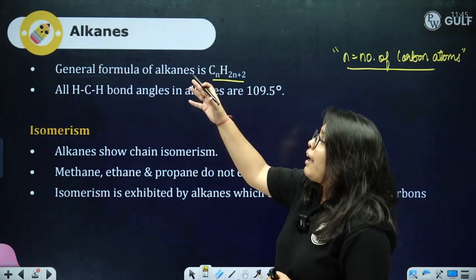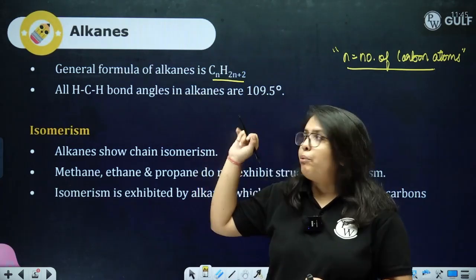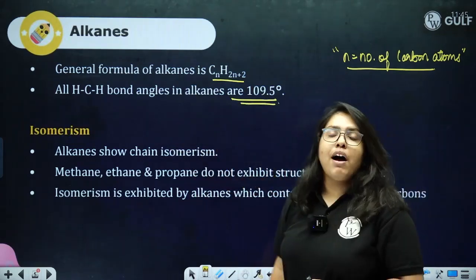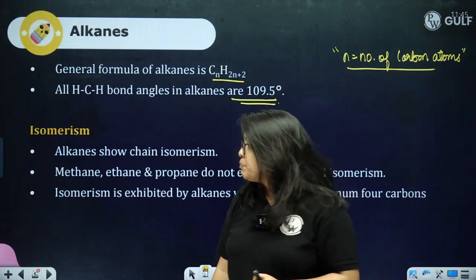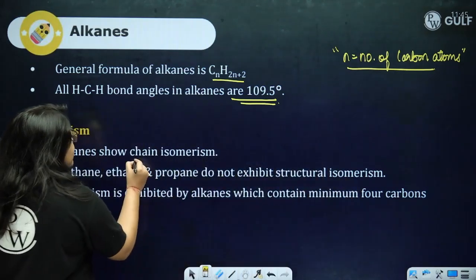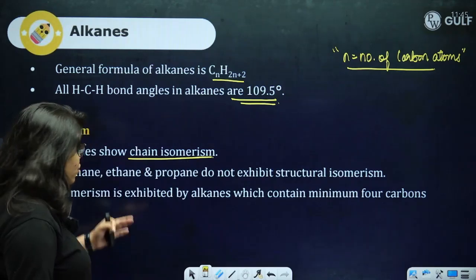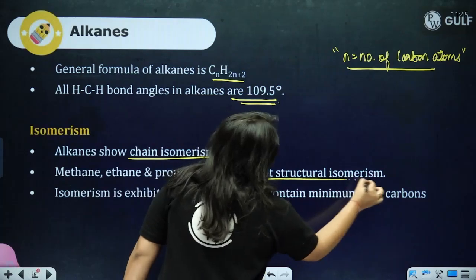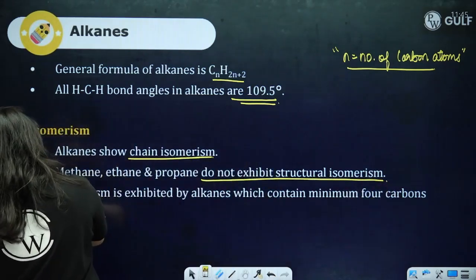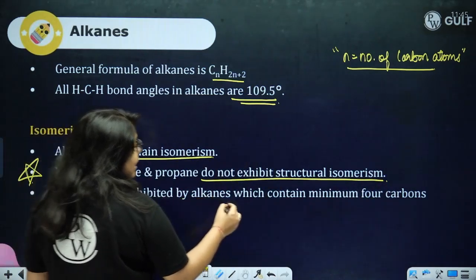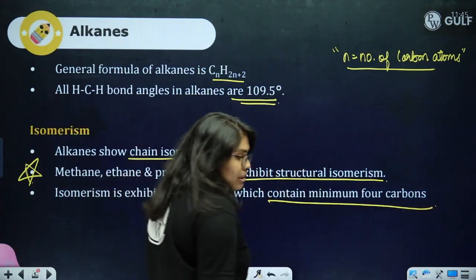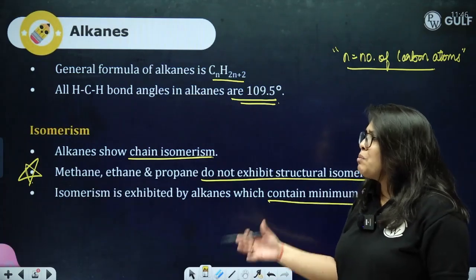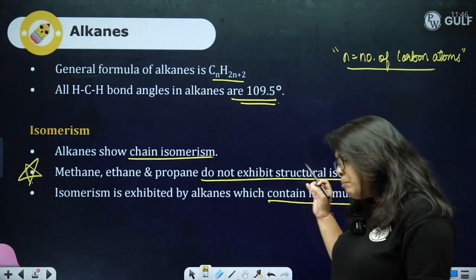All right, so they are saturated for this particular reason, and all H-C-H bond angles in alkanes are 109 degrees 5 minutes. And what about isomerism? They show chain isomerism. Methane, ethane, and propane do not exhibit any kind of structural isomerism. This is important. Isomerism is exhibited by alkanes which contain a minimum of 4 carbons. For alkanes to exhibit isomerism, it is very important that they have a minimum of 4 carbon atoms.